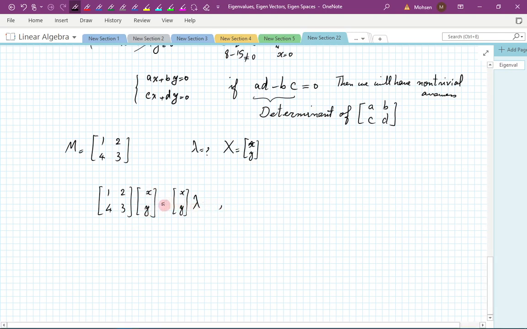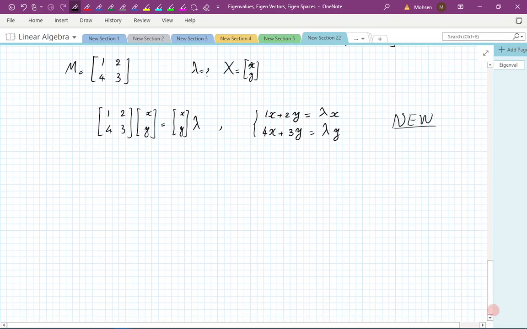How do we go? Well, multiply on the left: 1x plus 2y. Multiply on the right is lambda x. Make sure you write your lambda correctly so you don't confuse it with your numbers and such. 4x plus 3y, lambda y. Now this whole thing is a new creature, because I never saw a product of 2 unknown quantities before. It never showed up in any of my equations. So you have to get used to this situation.